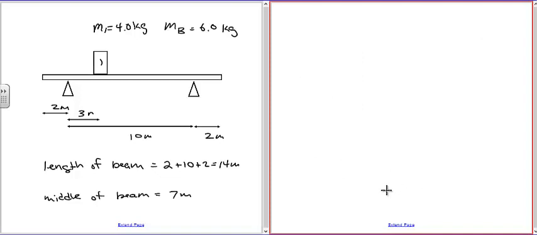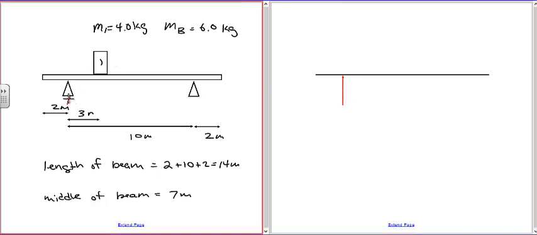Okay, so now we're going to create a free body diagram. I'm going to replace the beam with just a straight line. And where the support forces are, I'm going to put an arrow. So this is my support force. Let's call this support A, and we'll call this support B. So we're going to have FA and FB.